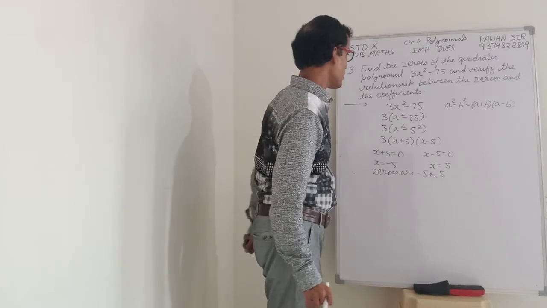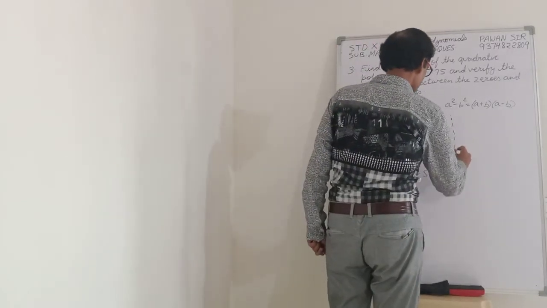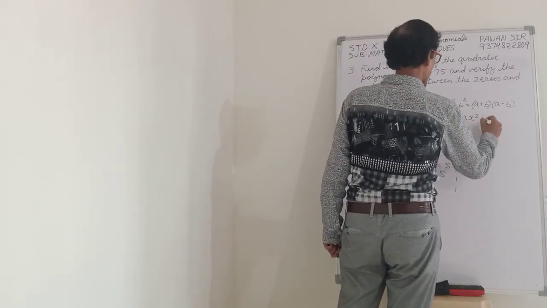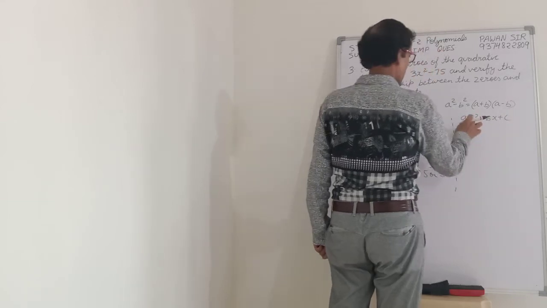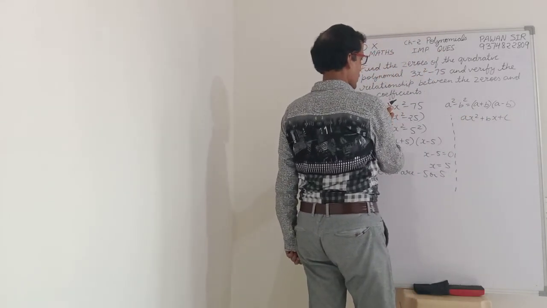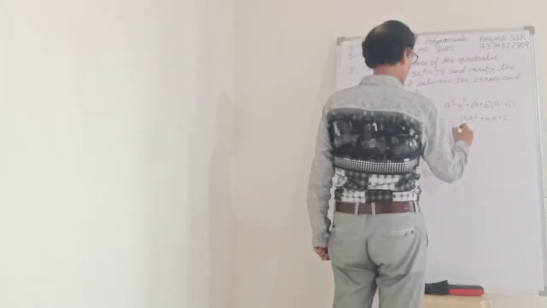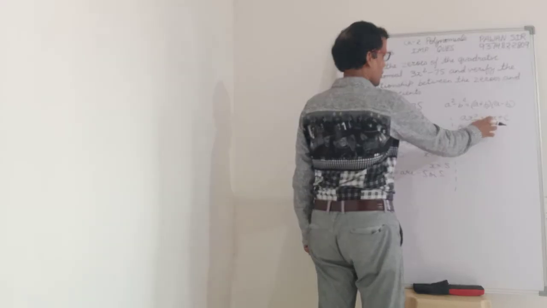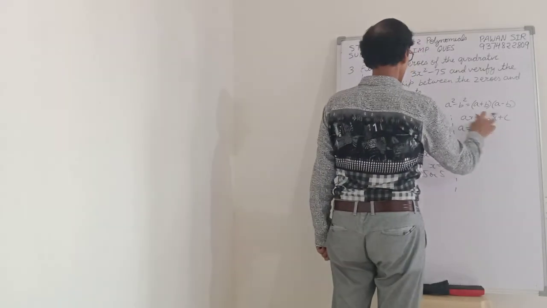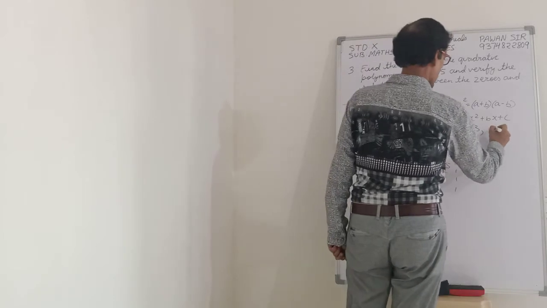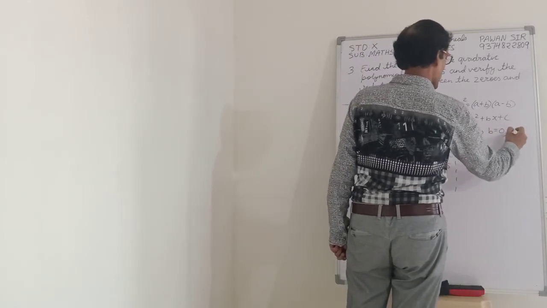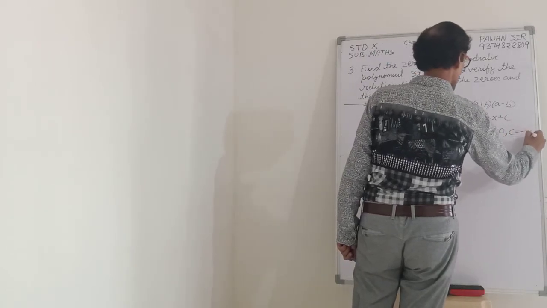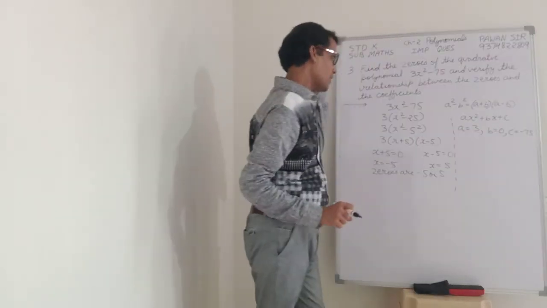Now in this polynomial, you can see that, comparing this with ax² + bx + c, what is the coefficient of x²? Here it is 3 and here it is a. Comparing this, we get a = 3. The coefficient of x, here it is b, here there is no coefficient of x, so b = 0. And what is the constant term? Here it is c, here it is -75. So these are the values of a, b and c.